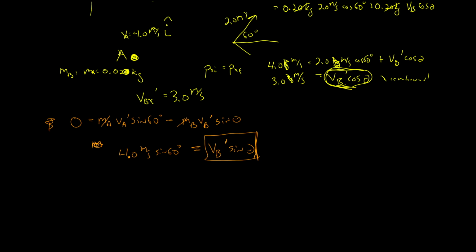But this is the y component. So VBY prime is equal to, and what is the sine of 60 degrees? That's root 3 over 2. So let's see, this is in a downward direction. And let's see, the sine of 60 degrees is root 3 over 2, times 4.0 meters per second. So VBY prime is 2.0 root 3 meters per second.